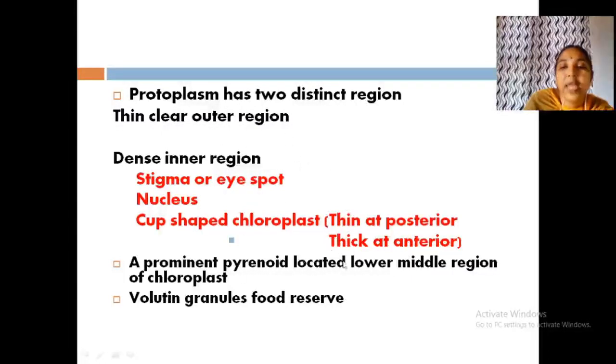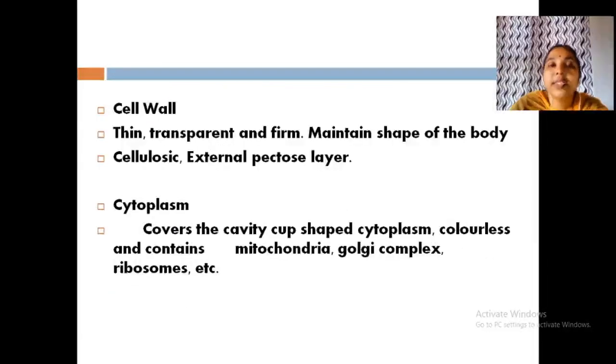Then a prominent pyrenoid. The pyrenoid is usually located in the chloroplast. It is a starch-storing structure. Then volutin granules and food reserves. This is the typical structure of the cell of Volvox. The individual cell in Volvox is similar to what? Chlamydomonas. Clear? Now, the cell wall is very thin, transparent.